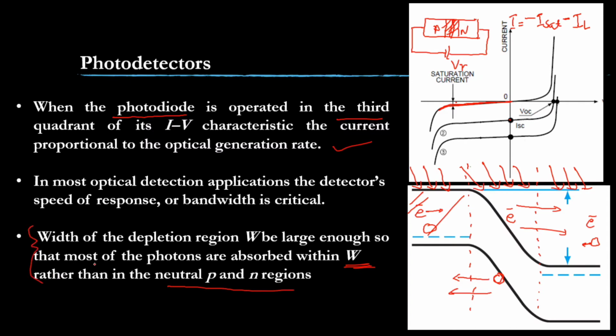So we should maintain a large depletion region. That doesn't mean we will get a large depletion region by applying a large reverse voltage, because there is a limitation. We cannot apply a large reverse voltage across the PN junction. We learned about reverse breakdown. So we have to compromise somewhere between the applied voltage and the width of the depletion region.